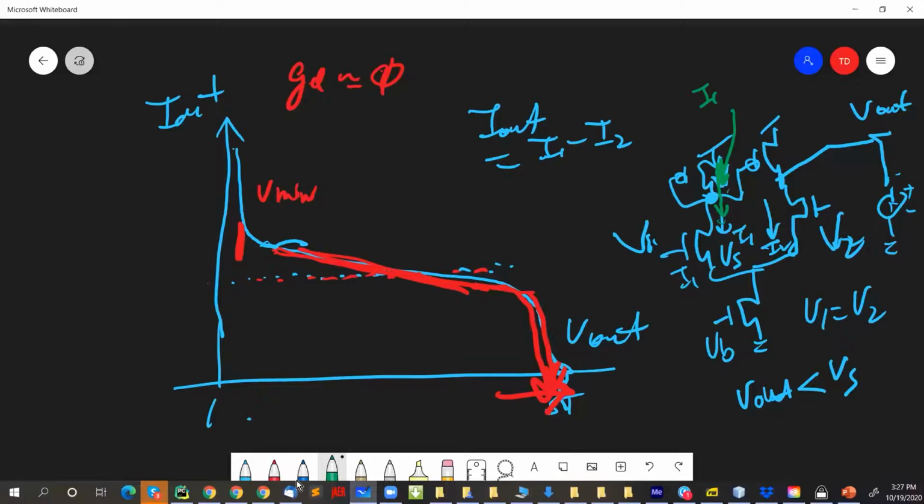Okay, so I1 to the PFET mirror is mirrored back out here as I1, and then here's I2, and so I out should be I1 minus I2.